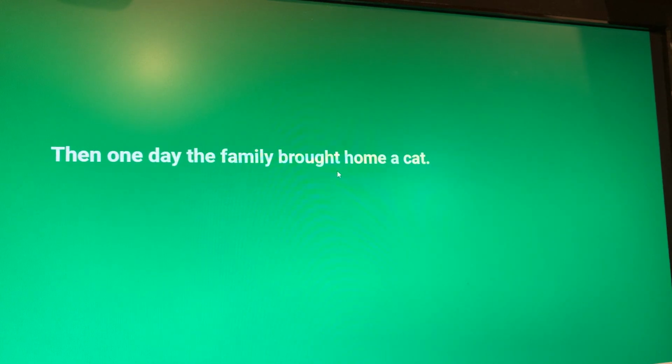Then one day the family brought home a cat. Now pause and think to yourself, what would you say are the most important words there? All right, here's some ideas of what it could be. Family, brought, cat.